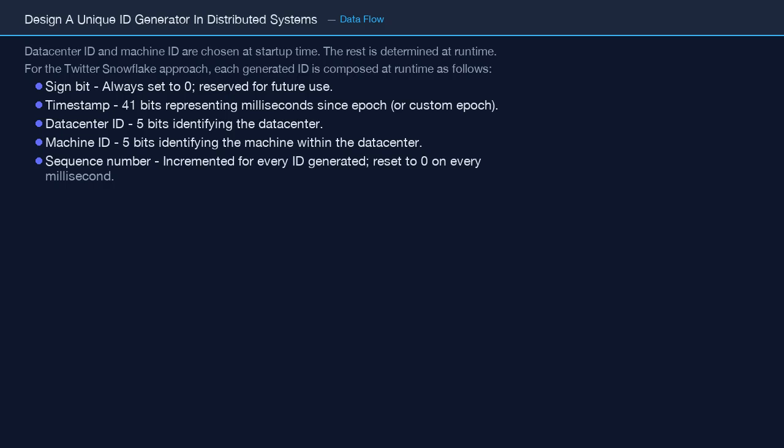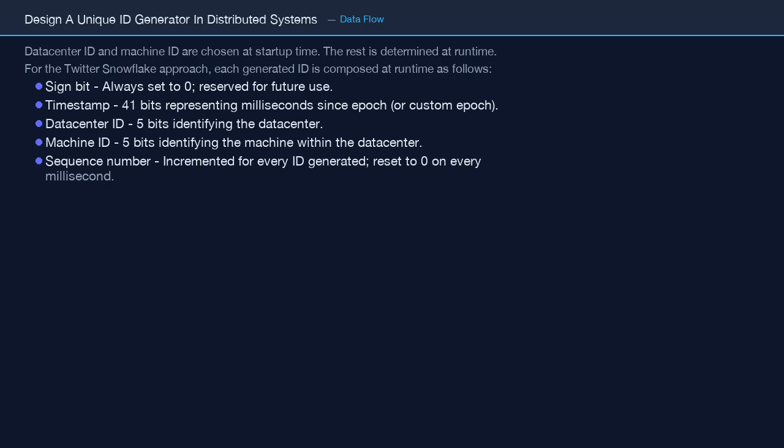After that, you have the data center ID, stored in 5 bits. This identifies which data center the generating machine lives in. Then the machine ID, also 5 bits. This identifies the specific machine within that data center. Together, these two fields are what guarantee uniqueness across your distributed infrastructure. No two machines in the whole system share the same combination.